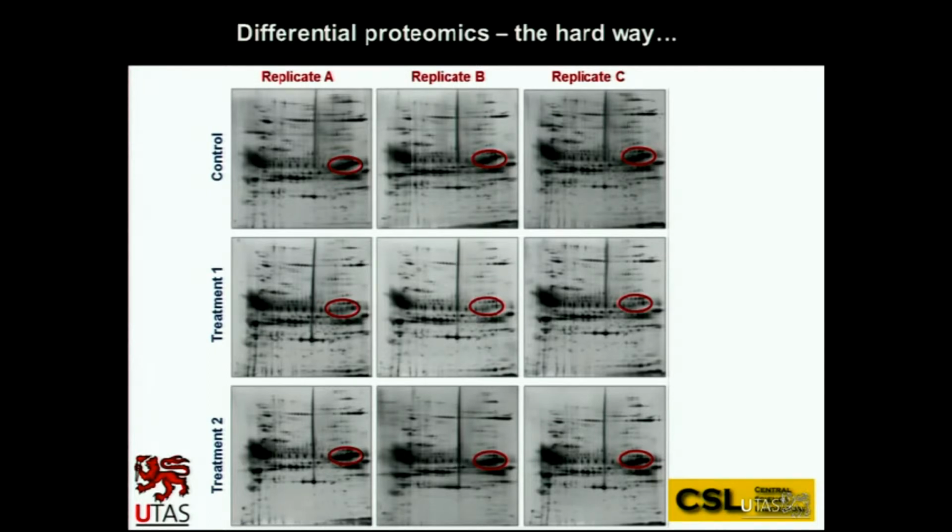So up until about a decade ago, the traditional method for proteomics was to fractionate all your proteins using orthogonal methods such as 2D electrophoresis. So here, just to illustrate, we've got 3 replicates of 3 different experimental conditions, control and 2 treatments. Using 2D electrophoresis, you can identify protein differences.